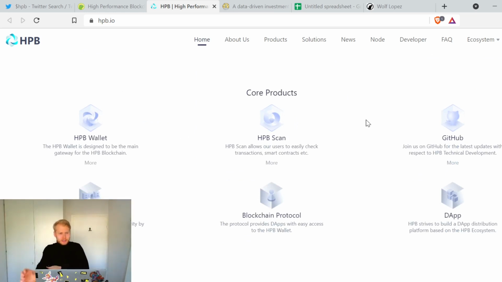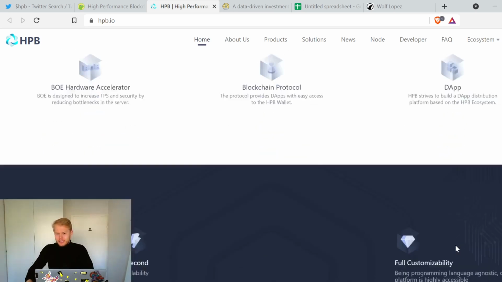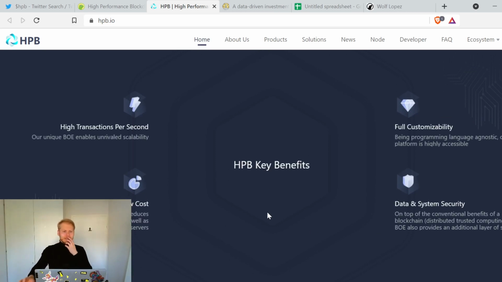So products. There's the wallet, the scan, key GitHub, hardware accelerator, protocol dApps with easy access, and they try to build a dApp distribution platform based on HPB's ecosystem. So key benefits: high transactions per second, unrivaled scalability, low cost. Having your own chipset vastly reduces transaction and maintenance fees, as well as cutting down the stress put on your servers. That's cool. Full customizability, being programming language agnostic, our platform is highly accessible, so that's very good.